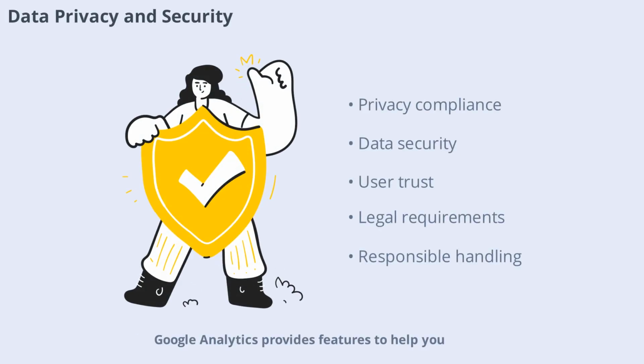Protecting user data is a top priority for any business. Google Analytics provides features to help you comply with privacy regulations and secure your data. For small businesses, it's important to understand how to handle user information responsibly and maintain trust with your customers. Always review privacy settings and ensure your analytics setup aligns with legal requirements.